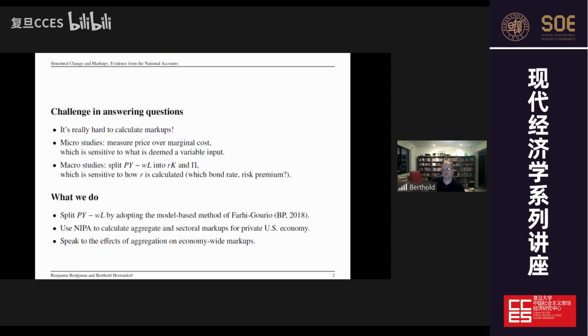Now that is sensitive to what R you use, and so which bond rate you use, is there a risk premium, whatever. What we are doing here is trying to address this problem in a hopefully good way. In particular, we split the pi y minus WL, meaning the residual after labor is paid, by adopting a method that's model-based, and it's due to a Brookings paper by Farhi and Gourio in 2018.